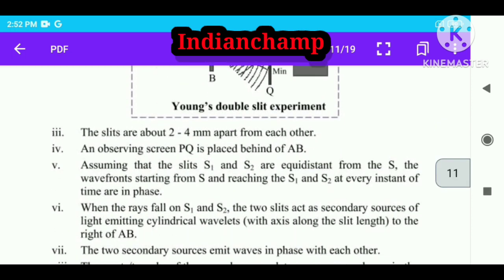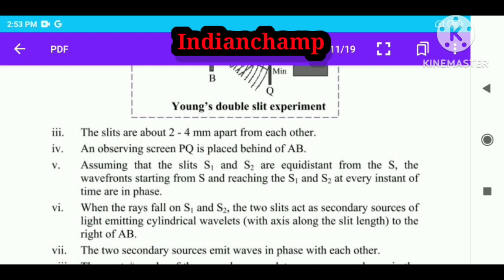Third, the slits are about 2-4 mm apart from each other. Fourth, an absorbing screen PQ is placed behind AB. Fifth, assuming that the slits S1 and S2 are equidistant from S, the wavefronts starting from S and reaching S1 and S2 at every instant of time are in phase.